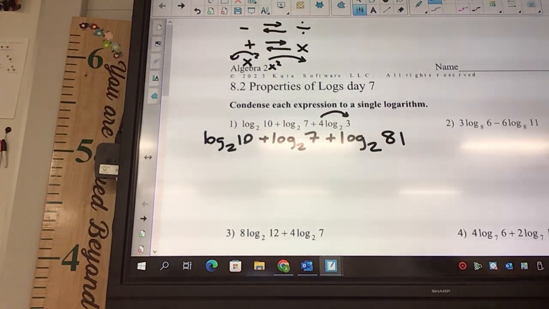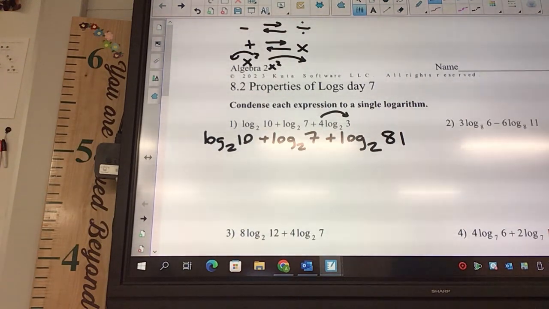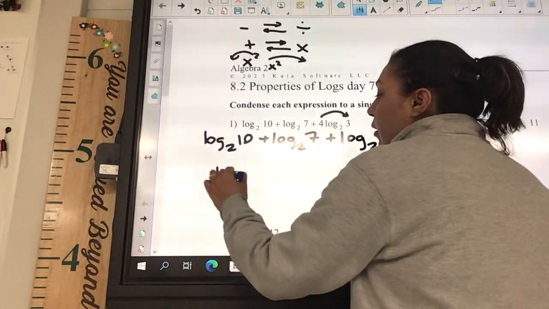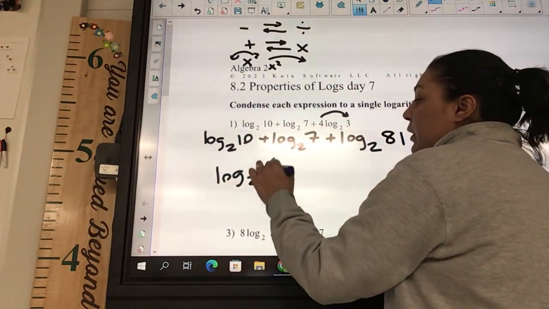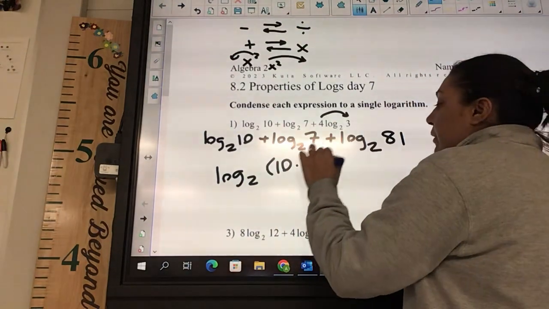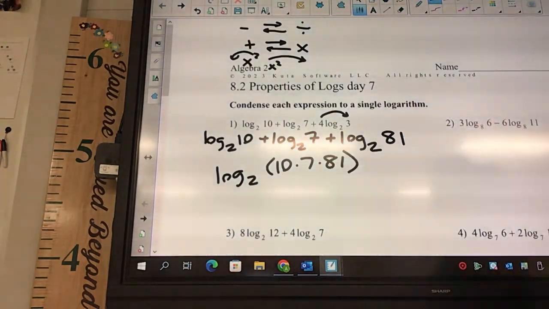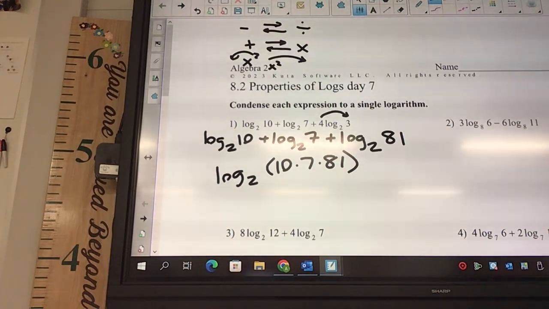Okay, now that there's no numbers out front, you can say, okay, well, I have the addition. So really what it's looking like, it's going to be log 2, and I'm doing this the slow way, 10 times 7 times 81. And what is that going to be?